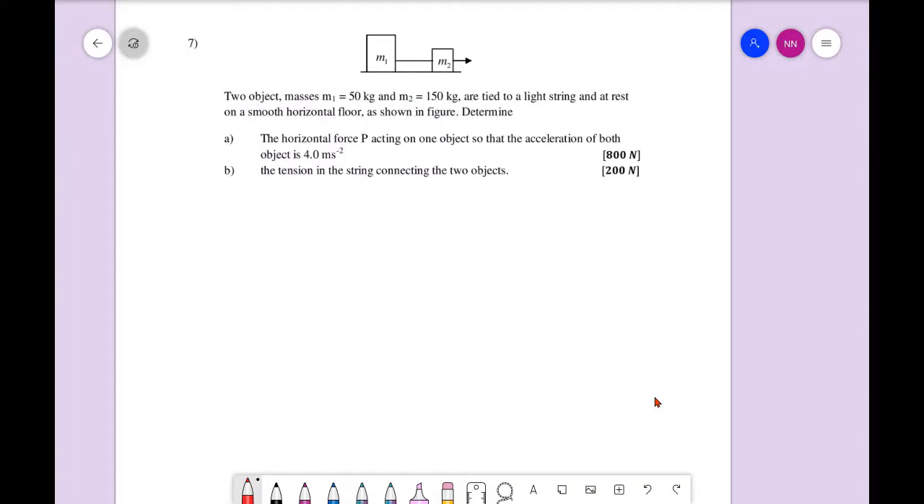Number 7. Two object masses, M1 50 kilogram and M2 150 kilogram, are tied to a light string, and at rest on a smooth horizontal floor as shown in the figure. Determine the horizontal force P, force P acting on one object, so that the acceleration of both objects is 4 meter per second squared.